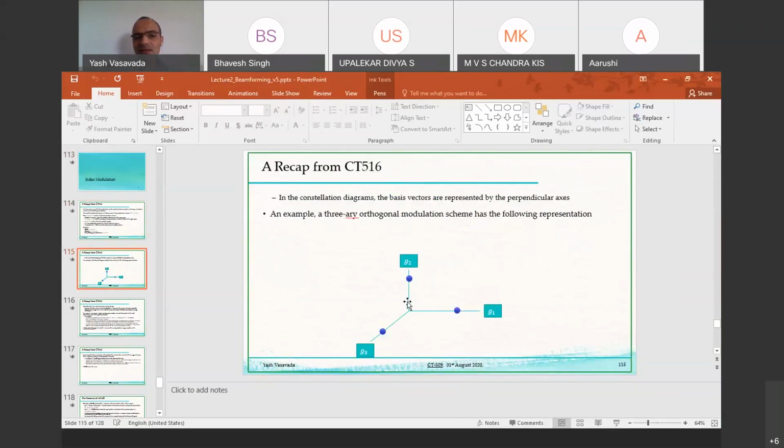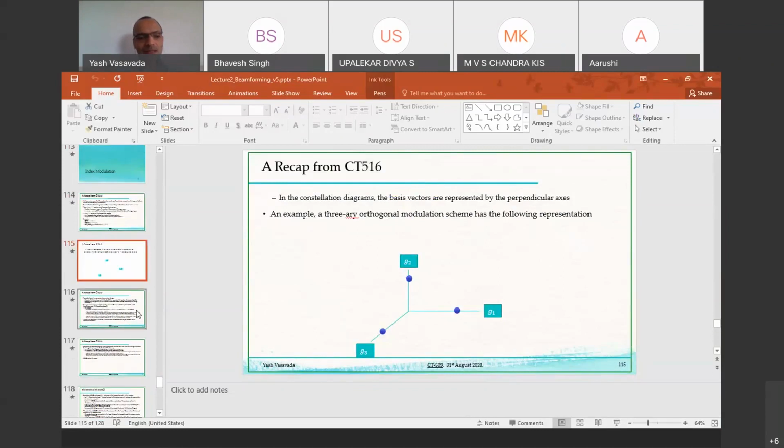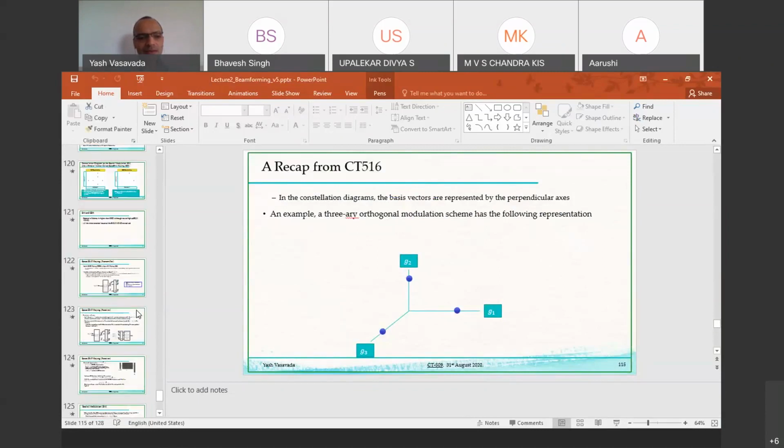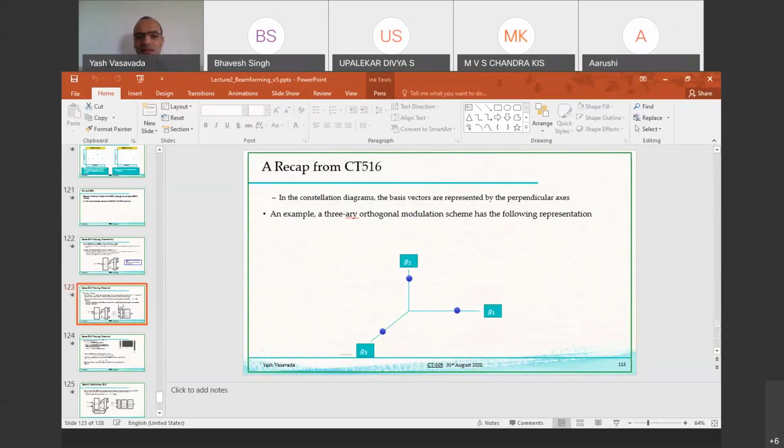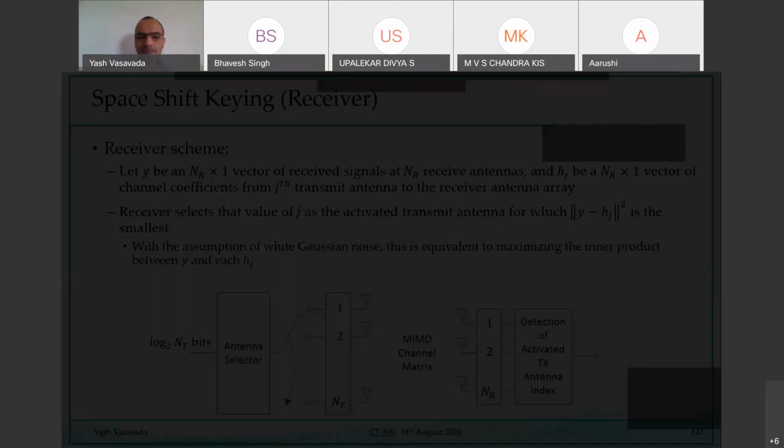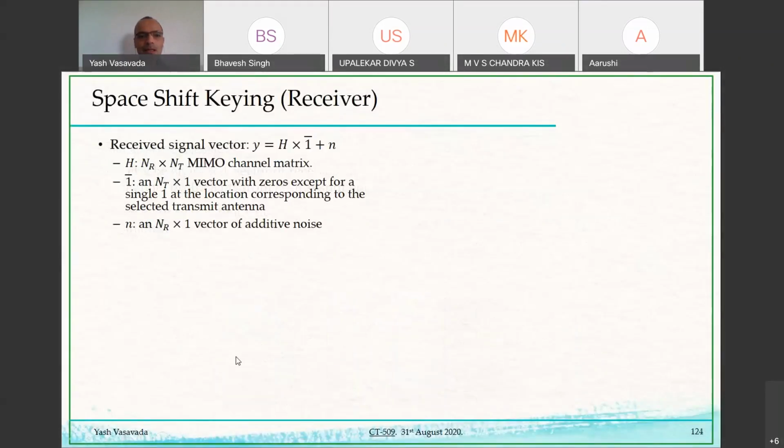All the other dimensions, when I select this particular symbol, it means that I am not putting out energy on any of the other dimensions. And so in the equivalent sense for space shift keying, I can say that I'm transmitting this vector 1, which is essentially all zeros, except the antenna or dimension which has been selected will have 1 corresponding to it. And then n is the vector of additive noise that the receiver sees.